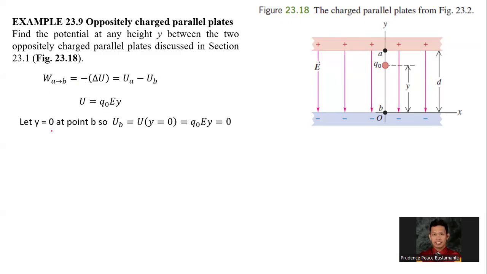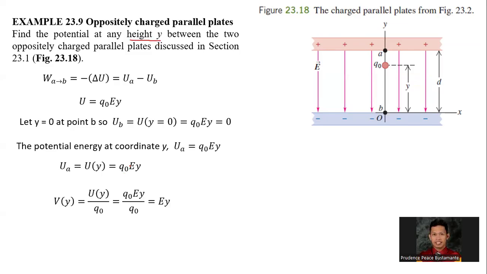So let's say that at point B, y is equal to 0. Therefore, the potential at point B is equal to 0 because Q sub O E times 0 is just 0. The potential energy at the coordinate y, U sub A, is equal to Q sub O times E y. That's the potential at coordinate y. So the electric potential energy at height y is just this one.